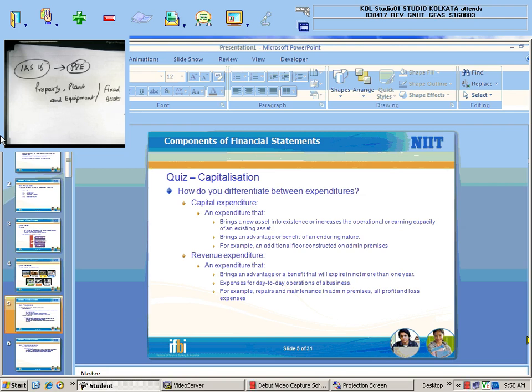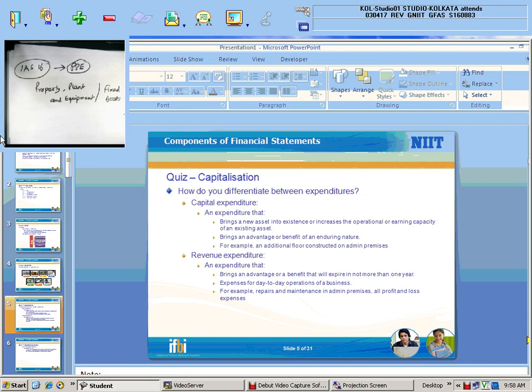Revenue expenditure will bring an advantage or a benefit, but it will expire in not more than 1 year. The advantage or benefit will not be available after more than 12 months. It will be available only in the next 12 months of incurring the expenditure. That is the meaning of revenue expenditure. Whereas the advantage or benefit that is available through a capital expenditure will be of an enduring nature. It will benefit the company or give the advantage over a period of more than 12 months. Here it will be only for 1 year.